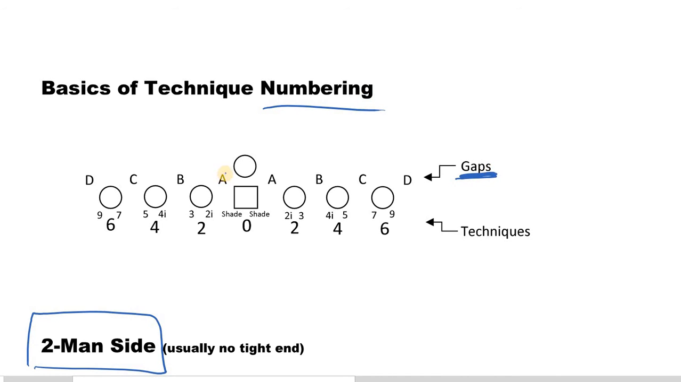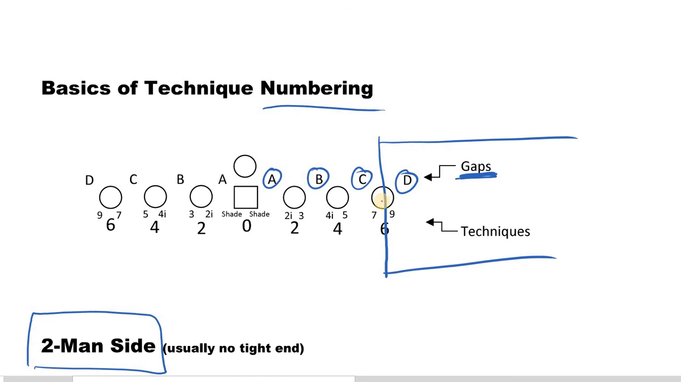These gaps would be the A gap, B gap, C gap, and D gap. As a defensive end, you are a D gap player. That's from the tight end all the way out to the sideline. So we have a large gap responsibility. That's because we are contained.